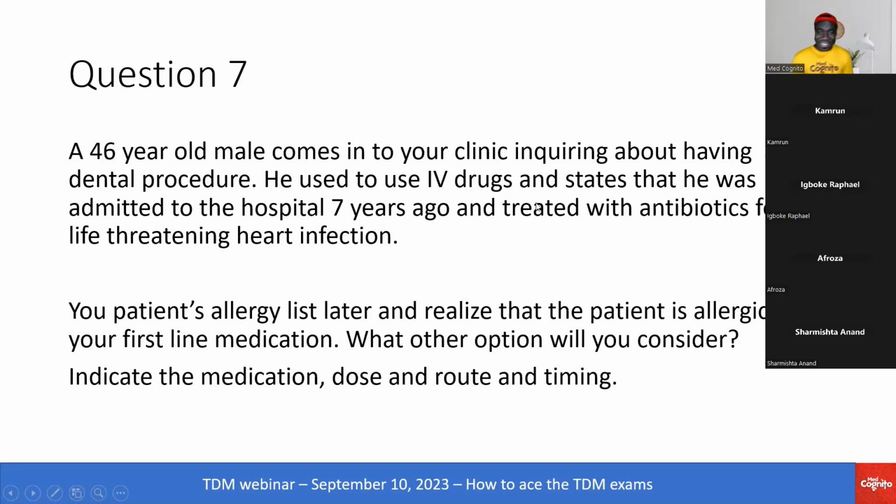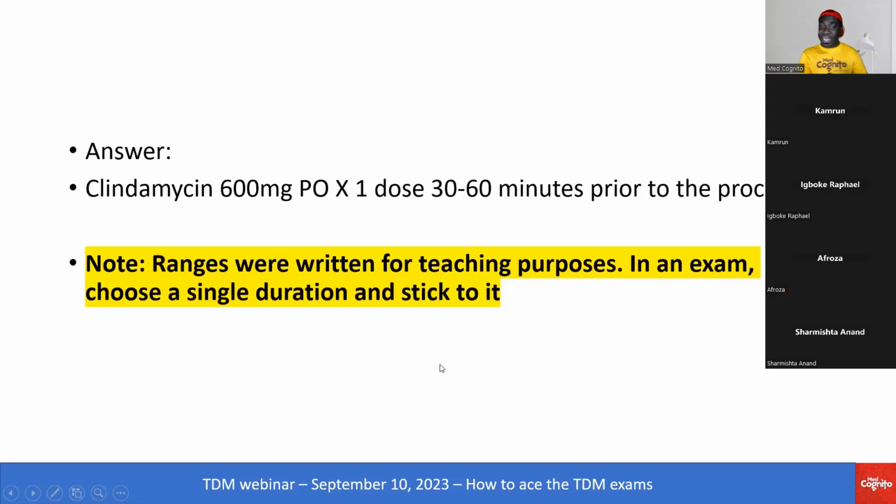Okay. Thank you. I have another question. That same patient who uses the IV drugs, you check the patient's allergy list later and realize that the patient is allergic to your first line medication. What other option will you consider? Remember that Dr. Salwa said she's going to give amoxicillin, but the question says that the patient is allergic to your first line. So I'm not going to give amoxicillin, but rather clindamycin. Somebody who has had valvular infection, infective endocarditis from IV drug use, going for a dental procedure, the first line medication is amoxicillin. But if the patient has allergies to amoxicillin, then you can use clindamycin, 600 milligrams times one, about 30 minutes or 60 minutes before the procedure.